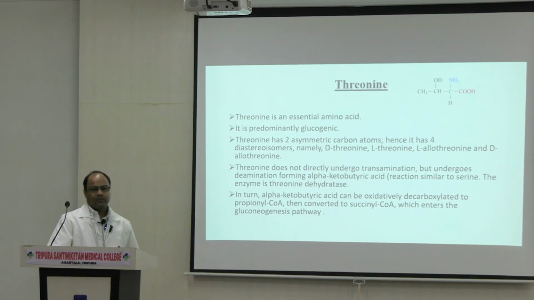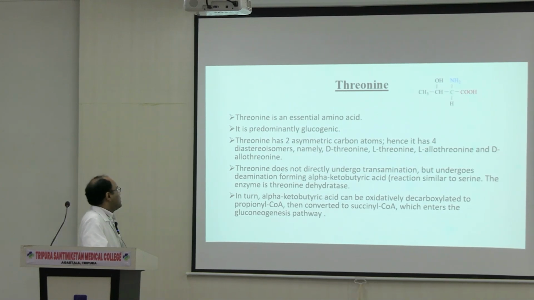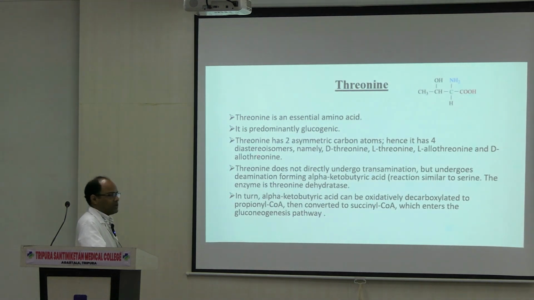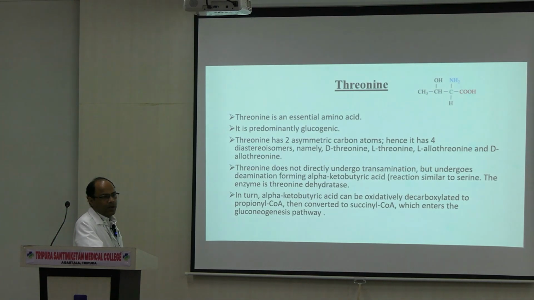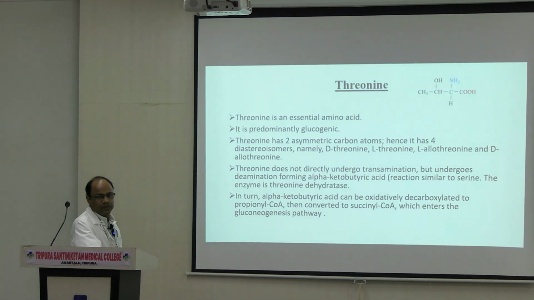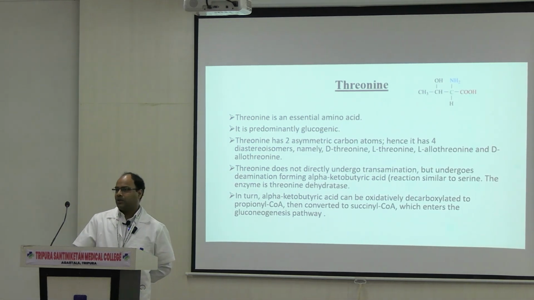Next is threonine. Threonine is an essential amino acid and it is predominantly glucogenic. It has 2 asymmetric carbons. This is the structure of threonine. It has 2 asymmetric carbons, 1, 2, and hence it has 4 diastereoisomers. So remember, in your carbohydrate classes, we discussed diastereoisomerism, stereoisomerism. Remember, everyone? Stereoisomerism, diastereoisomerism.